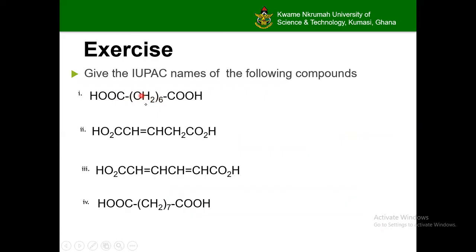And so it means we have 6 of this continuing. So we have CH2, CH2, CH2, CH2, CH2, CH2, COOH. So that's what we have here. If I'm counting the carbons, it's 1 plus 6 plus 1. That is 8. And 8 is octane. So the name here will be octanedioic acid.